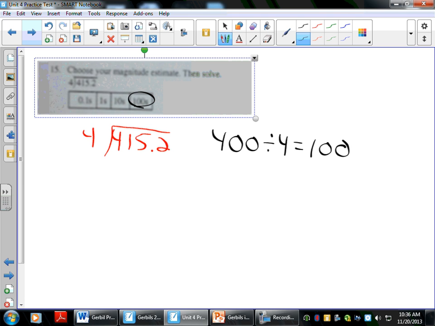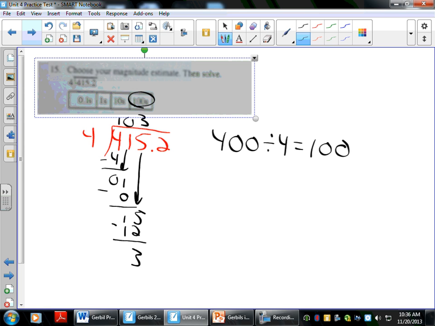Now they would like us to solve this problem. How many times can 4 go into 4? 1 time. 4 times 4 is 4. Subtract, bring down the 1. How many times can 4 go into 1? 0 times. 4 times 0, 0. Got a 1, bring down the 5. How many times can 4 go into 15? 3 times. 4 times 3 is 12.